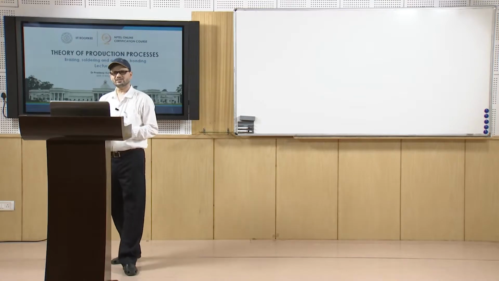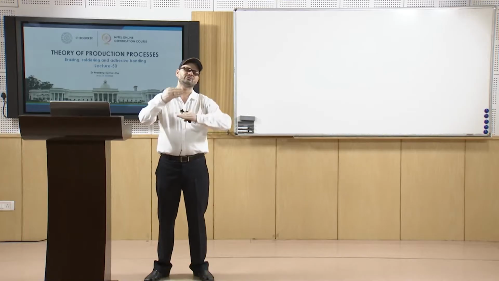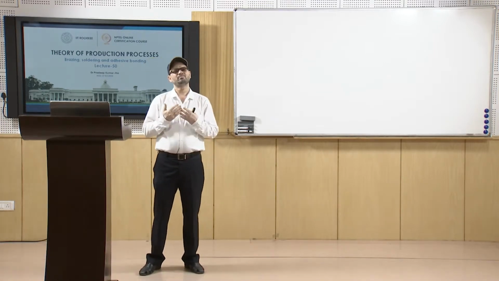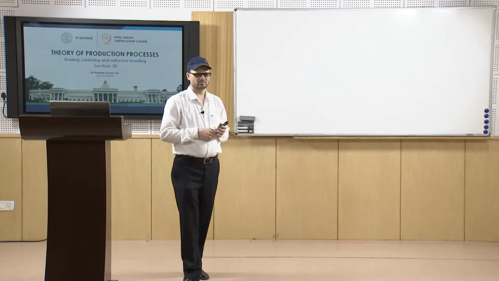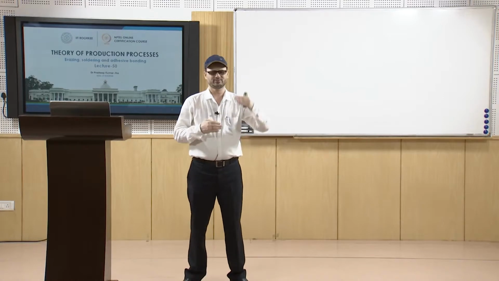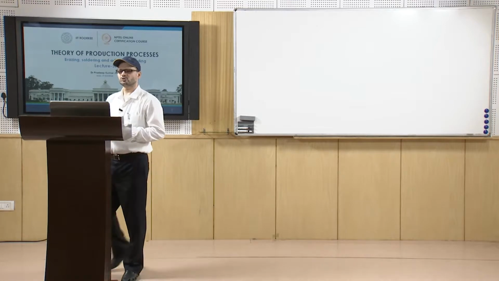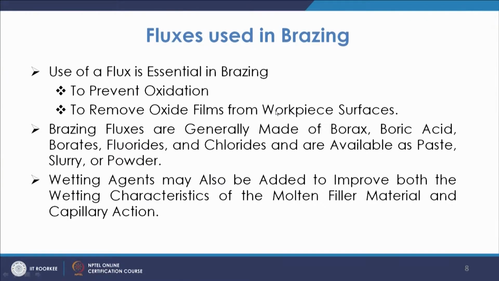We use fluxes in brazing to prevent oxidation and to remove oxide films from workpiece surfaces. Once you have oxide surfaces or impurities, they prevent the formation of good contact, or the bonding which develops between the filler metal and the parent metal. So, basically, we use the flux, which prevents this oxidation and removes the oxide films.